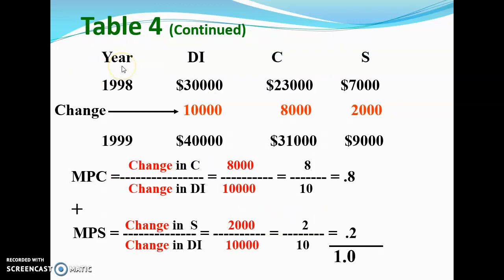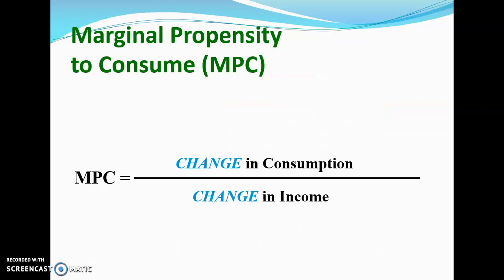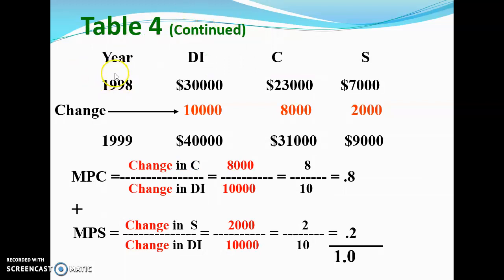So this is a practical example of how we can calculate the value of the MPC. It is like this: for example, this is the year 1998 and this is the year 1999. In 1998, your disposable income was equal to $30,000, and in 1999, your disposable income was equal to $40,000. Now we have to find out the change in the income after 1 year, from 1998 to 1999. The change in your disposable income is equal to $10,000, as your income has changed from 30,000 to 40,000.